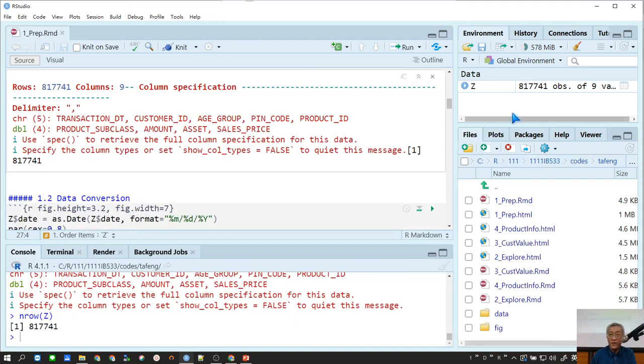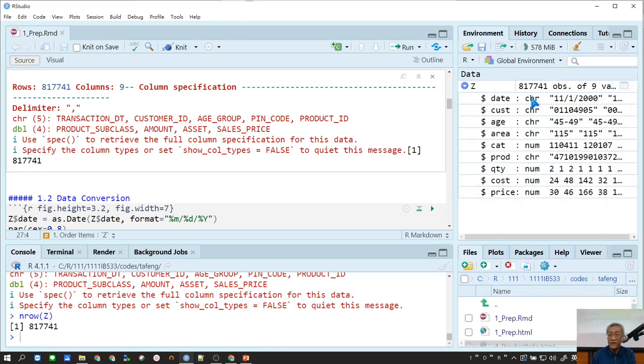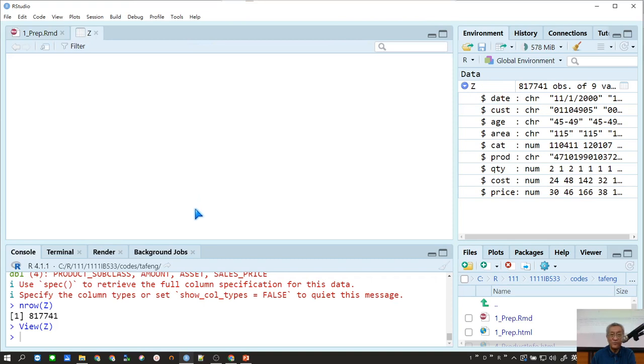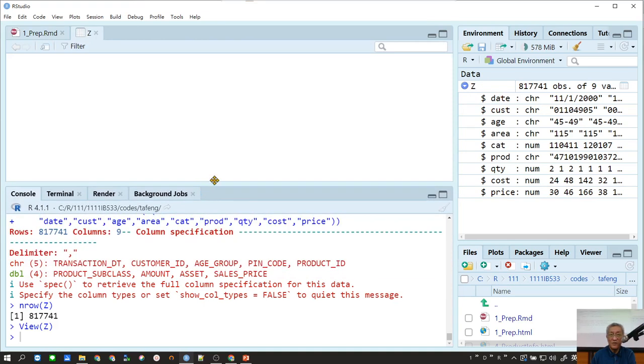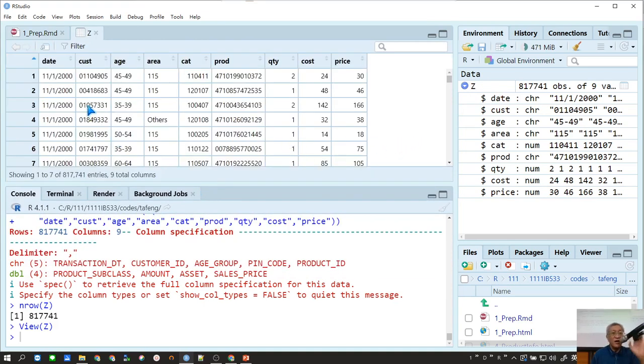Okay. As you can see, after we read in the data, we will have 81,000 rows and 9 columns, okay? Let's take a look at this data. Now, you can see that there's a date, and this is the customer ID, and this is the age range of the customer, okay?